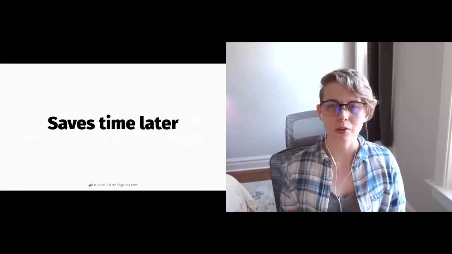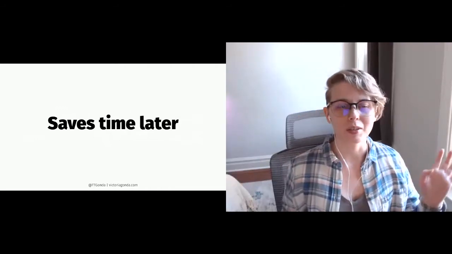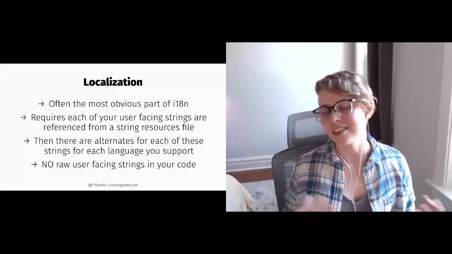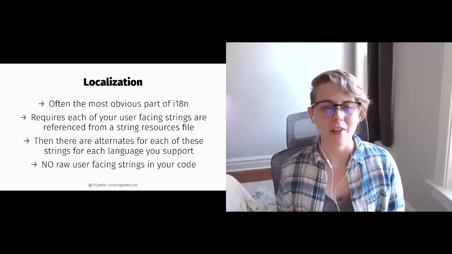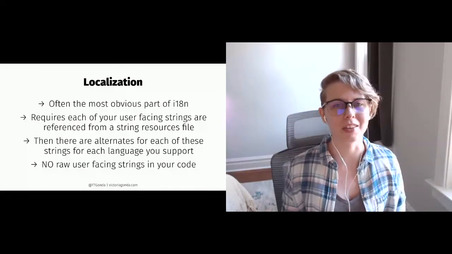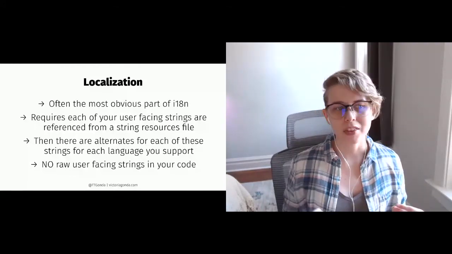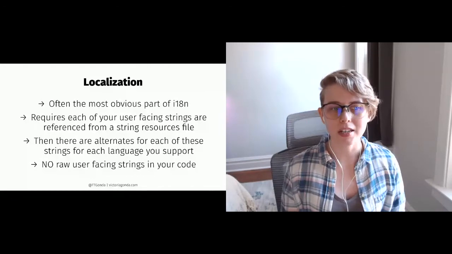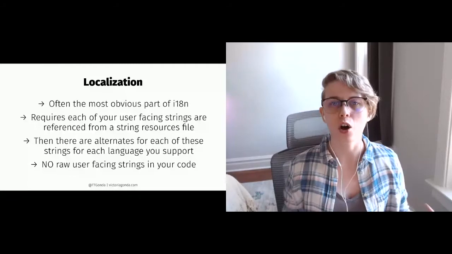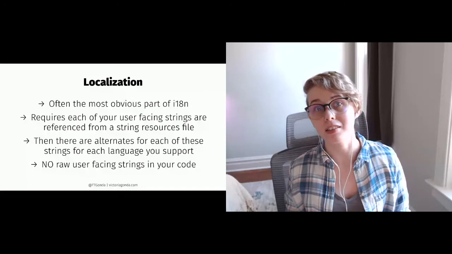For example, on Android, we have a strings XML. We have one that's all in English, another that's maybe all in Spanish, one in German. And there's usually a key, that's the name of the string, and then the value, whatever the value is in that language. And there's alternates for these for all different platforms and languages. The biggest thing for you to think about here is that you should have no raw user-facing strings in your code. They should all be referenced from these files so that they can be translated even if you're not translating them now.